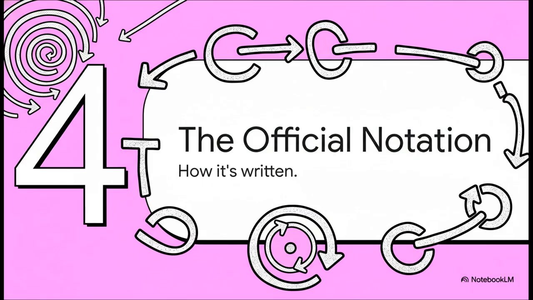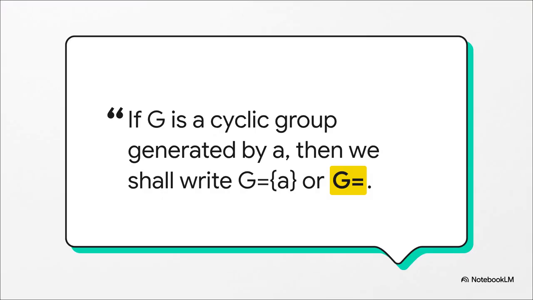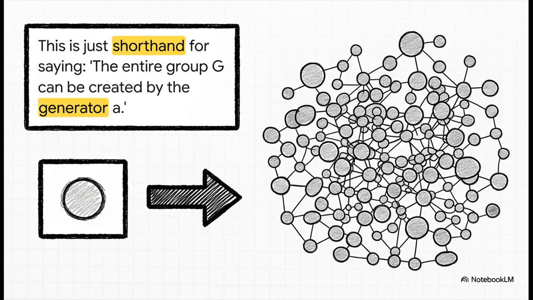Okay, so you've got the concept down. Now let's quickly look at the official notation so you'll know it when you see it out there in the math world. It's actually really simple. If you have a group, let's call it G, and it's generated by the element A, you just write it like this: G equals A inside these angle brackets. So yeah, when you see that, don't let it throw you. It's just a super compact shorthand way of saying exactly what we've been talking about. The entire group G can be built from scratch using only the generator, A.